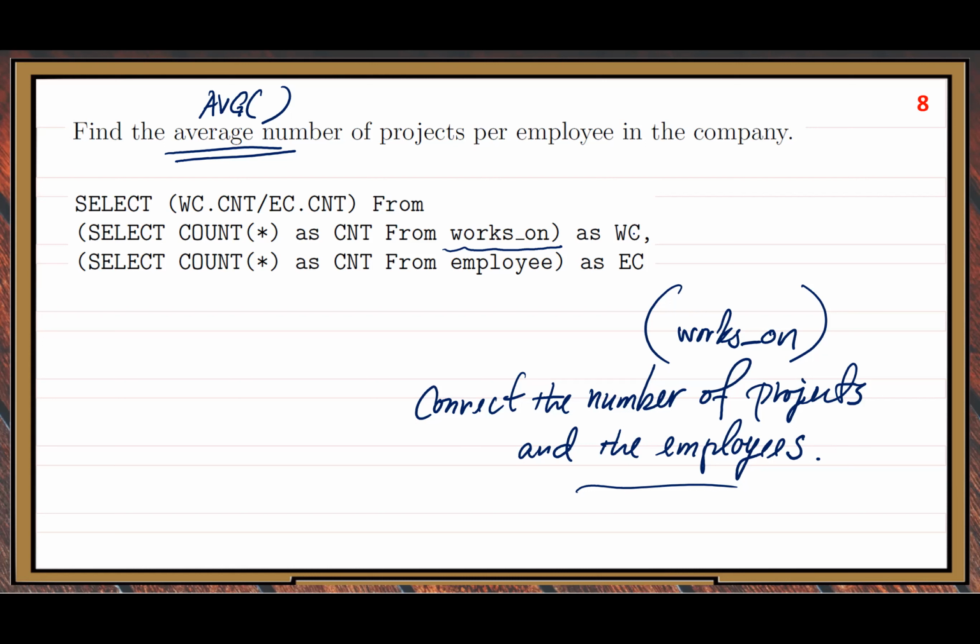So here, look at it. The first number, we do not count the total number of projects. We count the total number of project instances worked by employees. Those two concepts are different. So here, the numerator is not the total number of projects.